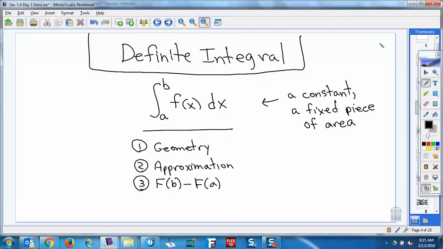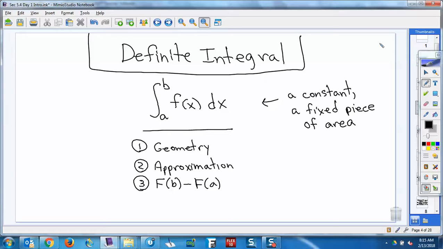Okay, so triangles, trapezoids, half circles, whatever. Be able to do that. The second one we're not really getting into. We talked about it at the very beginning of the year, just counting squares and approximating what the area is. Now, we're going to refine that in Chapter 6.